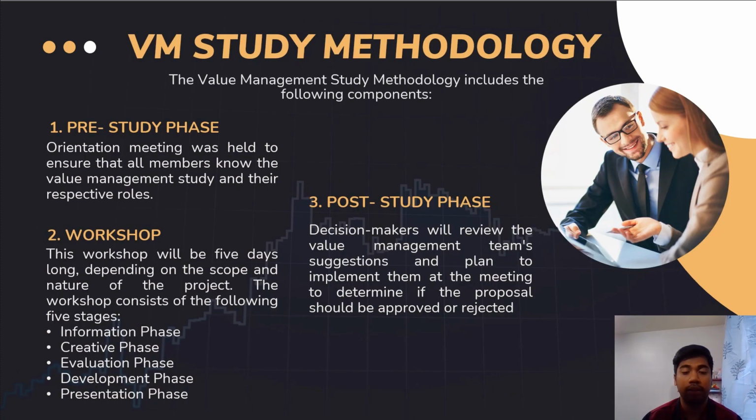Then, the value management study methodology. The value management study methodology includes the following components. During the pre-study phase, an orientation meeting was held to introduce the value management study, followed by a workshop that consists of 5 stages, which are the information phase, creative phase, evaluation phase, development phase, and presentation phase. Lastly, the proposal will be reviewed to determine whether it should be approved or rejected.